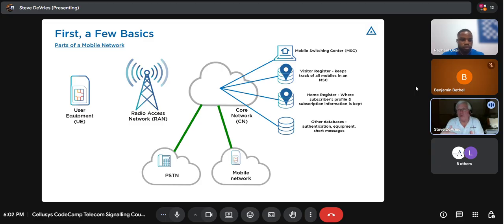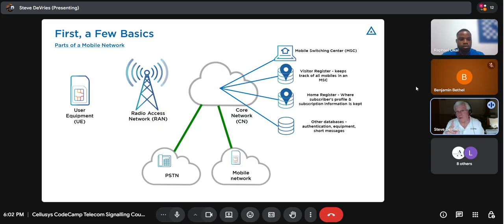It knows everything about you. It knows if you have any restrictions, maybe you're not allowed to place certain international calls, or maybe you're restricted from certain short message services. Whatever your services are, that system has a copy of it. It keeps track of all the mobiles that are currently in this particular mobile switch. In other words, all the cells in that particular mobile switch, the visitor location register knows about it.